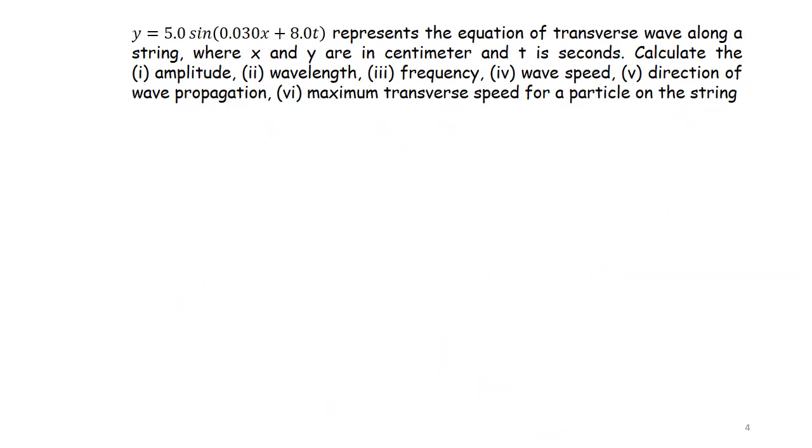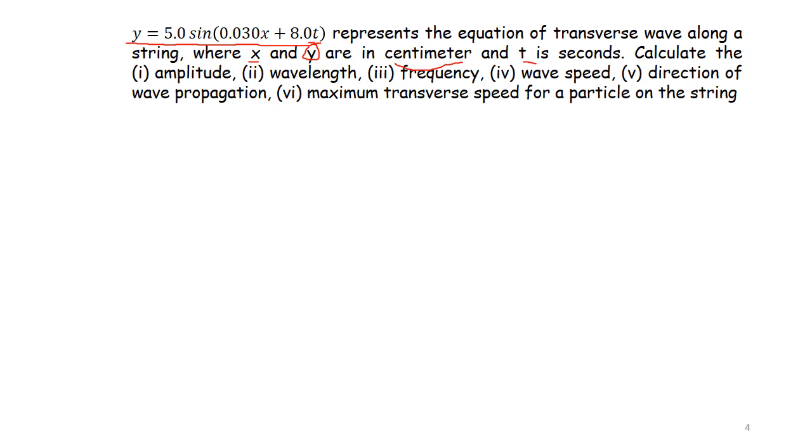So we have another example. In this example, you have y equals 5.0 sine open bracket 0.03x plus 8.0t. I will say x and y are in centimeter. That is, the distance is in centimeter. The distance traveled by the wave, propagating wave, or progressive wave, is in centimeters. Then the displacement of the particle is also in centimeters, and your t is in time, in seconds.